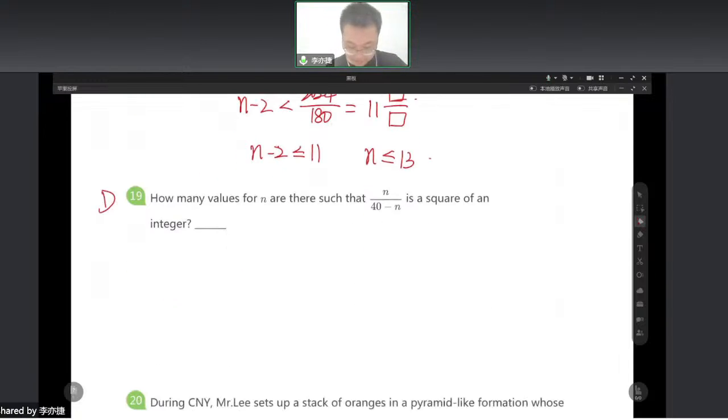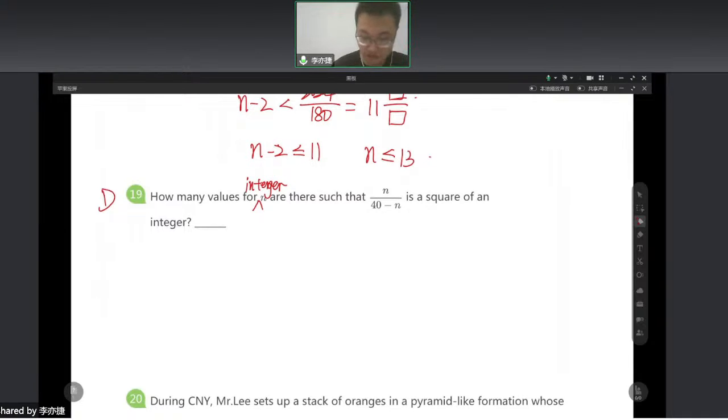Yeah, mark it difficult. I just want to understand correctly. So it's n over 40 minus n is a square of an integer. So n should be an integer, I suppose. Is n an integer or whole number? Or positive integer? But never mind. So maybe we treat it as an integer.